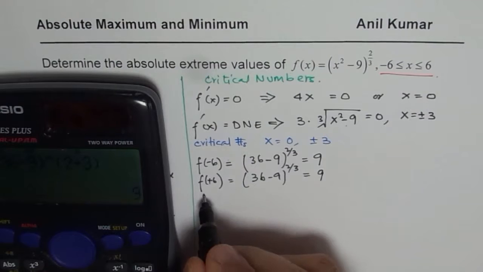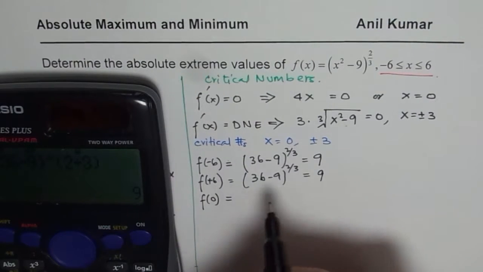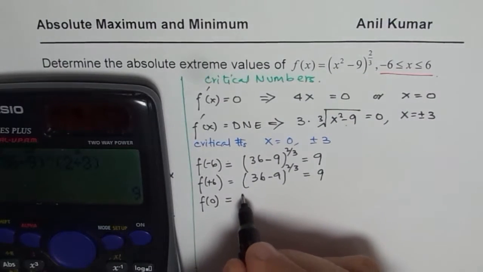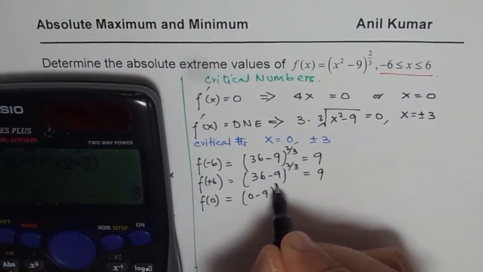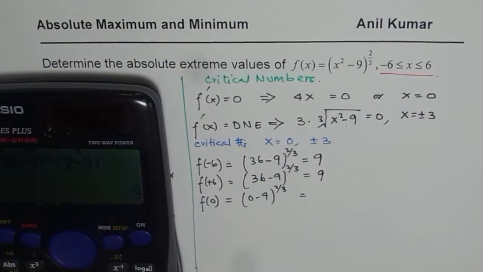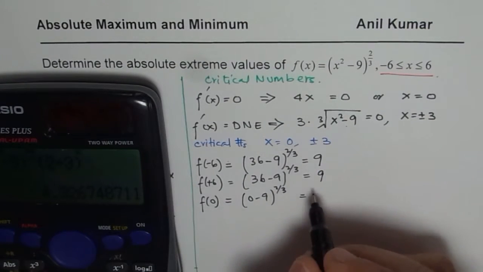Now let's find what is f of 0. At 0, we get (0 minus 9) to the power of 2 over 3. So let's find this value. Within the brackets we have minus 9, and the square will make it positive and then the cube root, that means to the power of 2 over 3. And that is equal to 4.32.